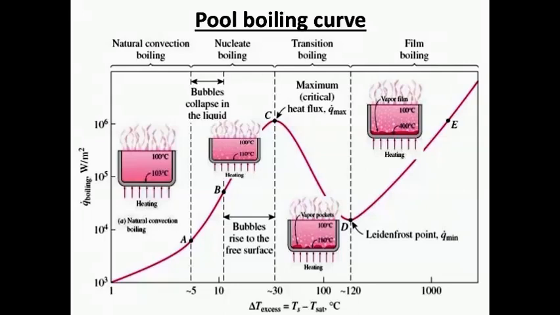The presence of a vapor film between the heater surface and the liquid is responsible for the low heat transfer rates in the film boiling region. The heat transfer rate increases with increasing excess temperature as a result of heat transfer from the heated surface to the liquid through the vapor film by radiation, which becomes significant at high temperatures.